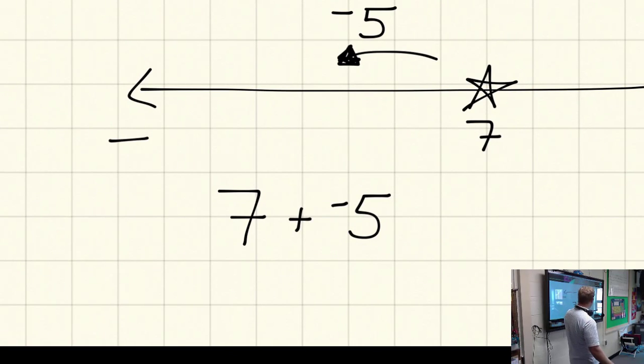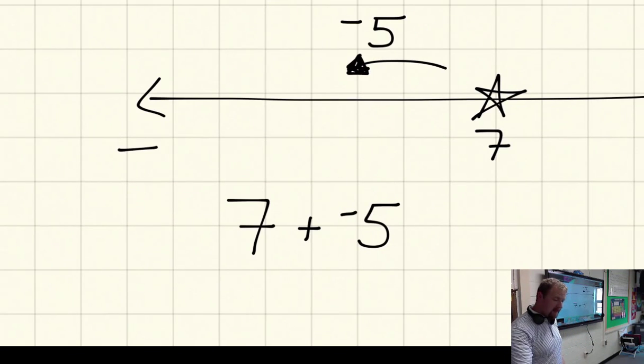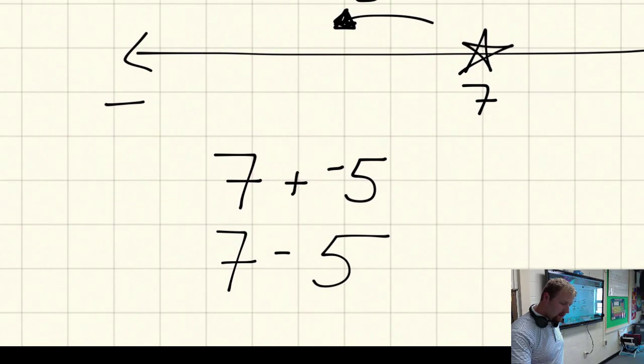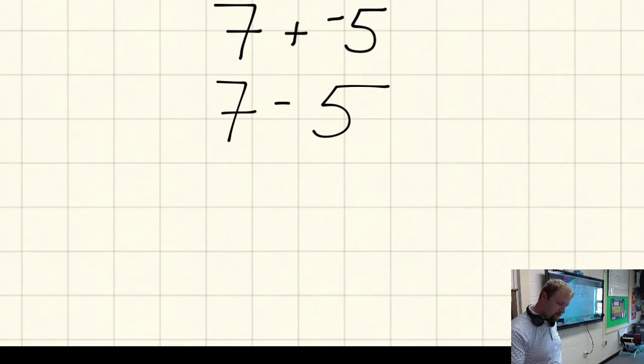7 plus a negative 5. This is the same thing as 7 minus 5. It's the exact same thing. 7 minus 5. These two are interchangeable. Okay, these two are interchangeable. I'm going to put a box around them.